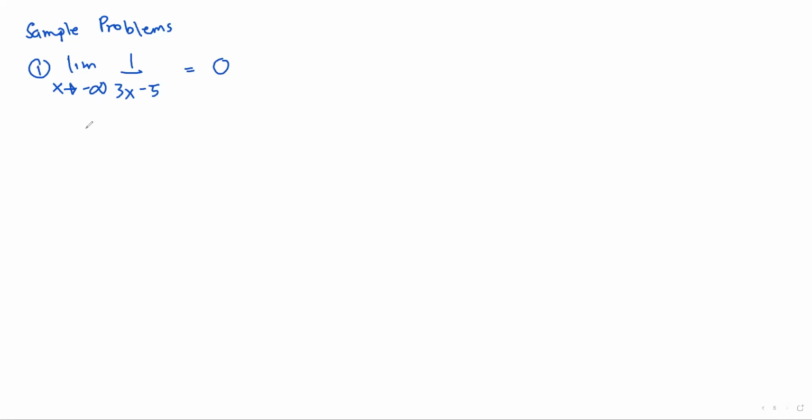Or kung gusto niyo makita yung solution, ganun lang. Kung ano yung highest exponent ng denominator, yun yung pang divide natin, both numerator and denominator. So, naging 1 over x over 3 over x minus 5. Okay? So, magiging 0 over 3 minus 0, over 3 equals to 0. Okay? Nagigets ba?